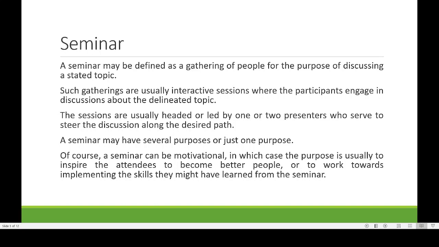You can see that a seminar can be motivational, in which case the purpose is to inspire the attendees to become better people and work towards implementing their skills. For example, maybe the purpose of one seminar is just educational. There, an expert on amphibians is coming and giving you a lecture. What is expected? We are not expecting you to become an expert in amphibians. Instead, it is only education.